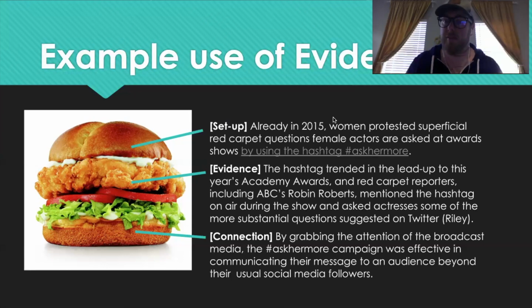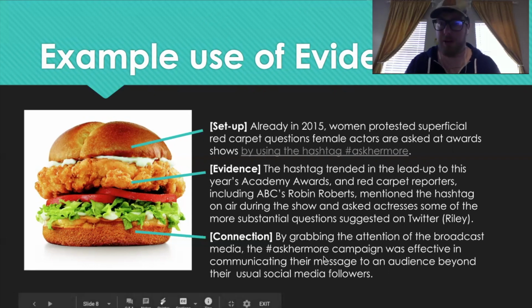So what they've done is they've given us context, right? They gave us a situation so that we understood the evidence that's coming in. So the hashtag trended in the lead up to this year's Academy Awards, and red carpet reporters, including ABC's Robin Roberts, mentioned the hashtag on air during the show and asked actresses some of the more substantial questions suggested on Twitter. So this is information that would have been difficult, I think, to digest, right, to understand without this setup, without this lead-in. Without that context, it actually would have been difficult for us to understand what was happening in this evidence.